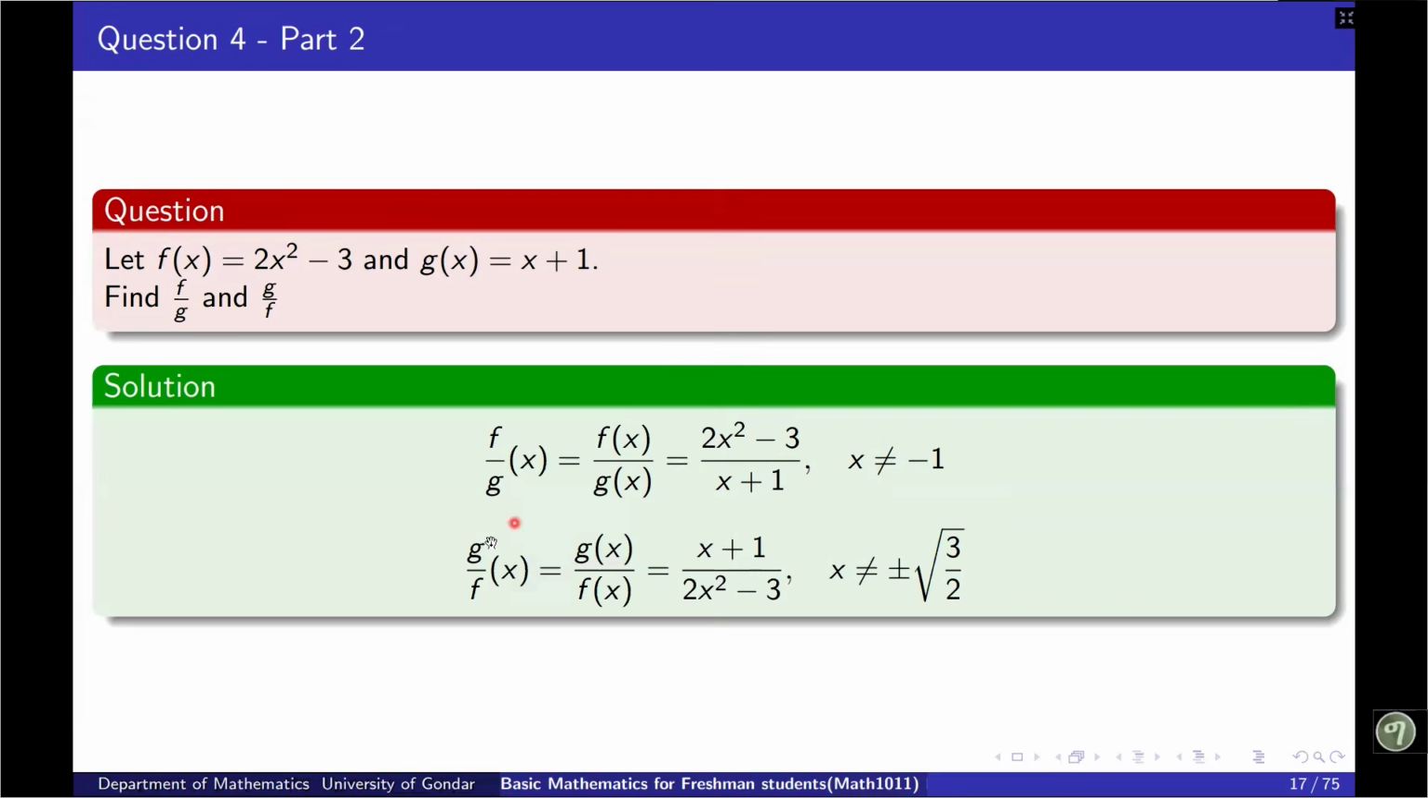Similarly, the quotient of g over f of x is g of x over f of x, which is equal to x plus 1 over 2x squared minus 3. And the domain of this one is the set of real numbers without the real numbers making the denominator 0, but this is 0 only when x is plus or minus the square root of 3 over 2. So the domain of this quotient function is the set containing all real numbers without these two elements, plus or minus the square root of 3 over 2.